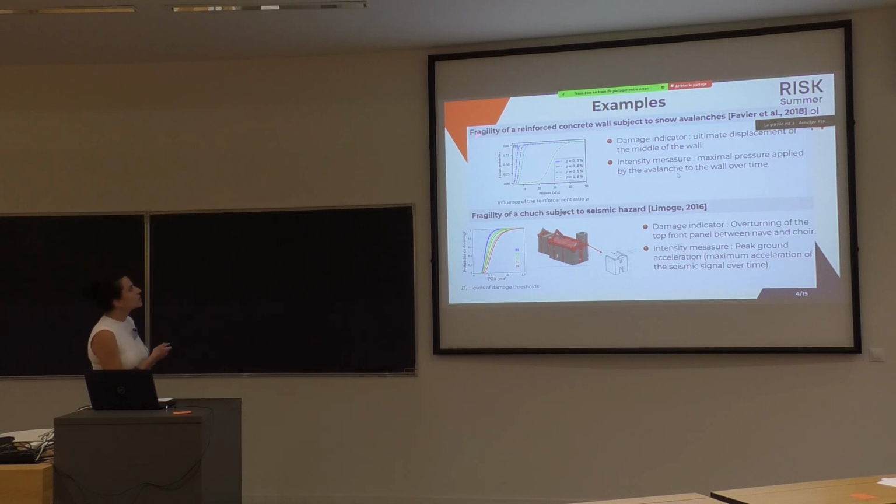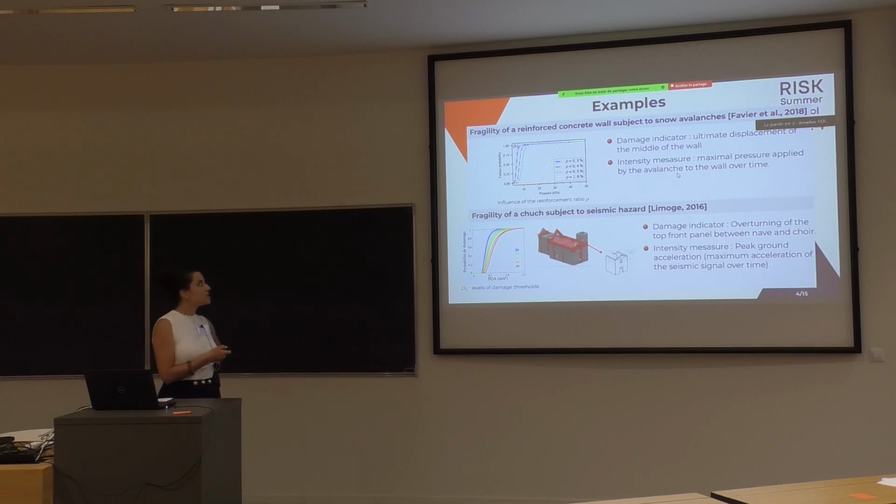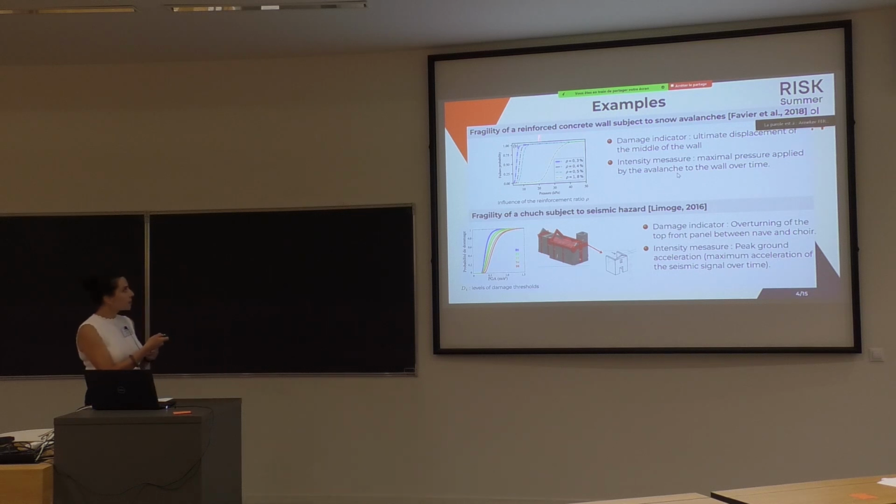So here you have fragility curves of a reinforced concrete wall subject to snow avalanches. So the probability of failure of the wall is computed using as damage indicator the ultimate displacement of the middle of the concrete wall subject to the snow avalanche that is characterized here by the maximal pressure applied by the avalanche on the wall over time. You have several curves because they studied several steel ratios inside the wall.